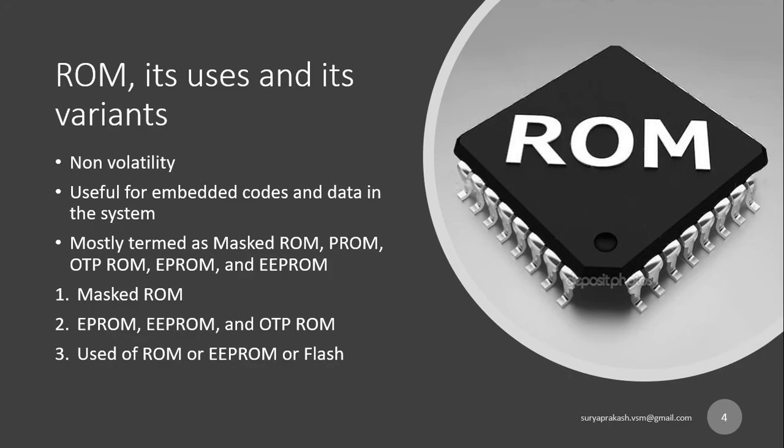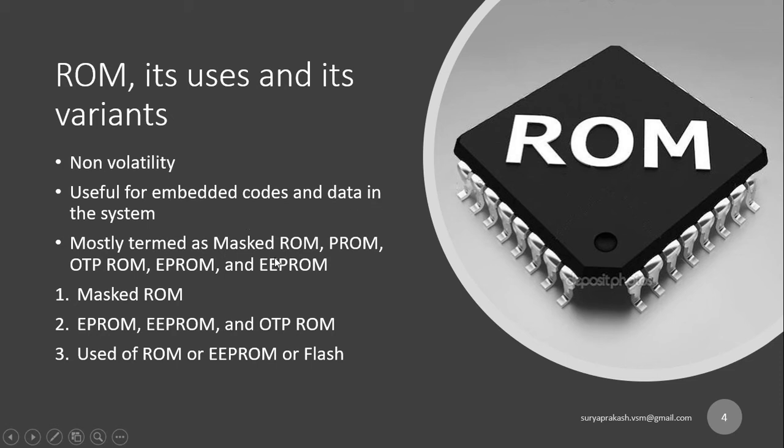First things first, memories are classified as primary memory and secondary memory. In embedded systems, we classify them as RAM, ROM, EEPROM, and many other types. First, the ROM, its uses and its variants. The ROM is a non-volatile memory. Non-volatile means whenever the power goes off, it retains whatever information has been stored, so it is useful for embedded code and data in the system.